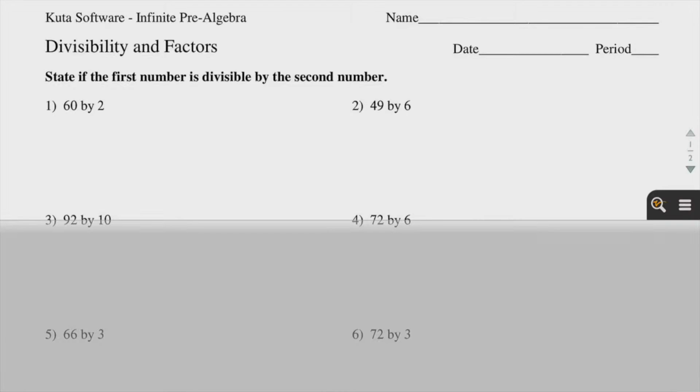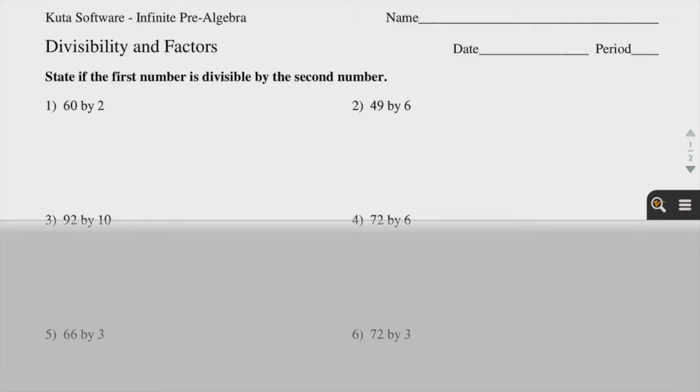This video is going to cover pre-algebra divisibility and factors. What we want to do is to see if one number is divisible by another number, meaning it goes into it without going over. If you divide two numbers and it doesn't go over, or there's no remainder, then the number is divisible.